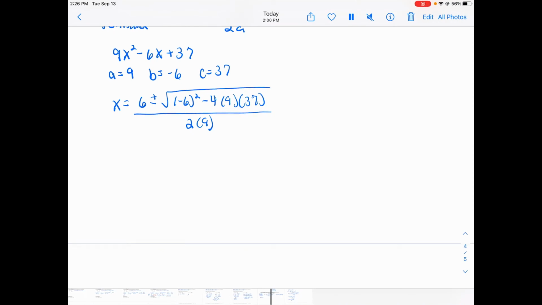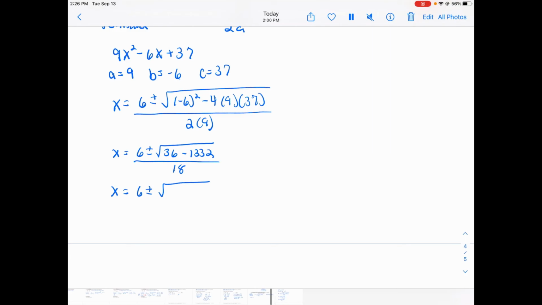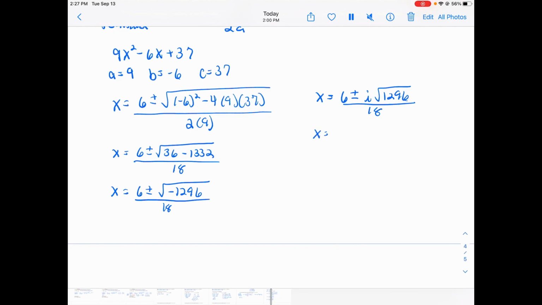So I'm going to do negative 6 squared, which is 36. And then I need to multiply negative 4 times 9 times 37, which gives us 1,332, over 18. And so I get 6 plus or minus the square root of negative 1,296, over 18. Now that negative underneath the square root comes out and makes it an i. So I get 6 plus or minus i times the square root of 1,296, divided by 18. 1,296 is actually a perfect square, and it's 36 times 36.